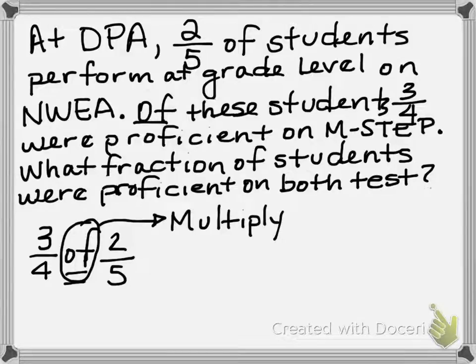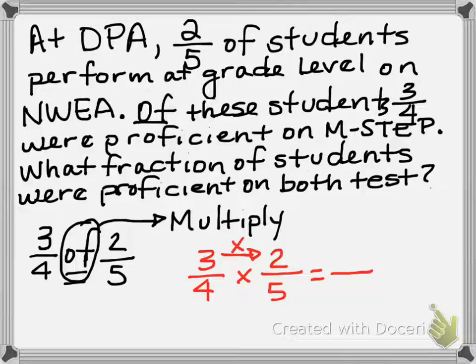So here's what that would look like. If I'm going to multiply here, I'm going to say that 3/4 times 2/5. And when you're multiplying fractions, you can do it a couple of different ways. There's a quick way to do it, and then there's a way that's going to cause you a little bit of extra work at the end. So the quick way to do it is just multiply across the top and multiply across the bottom.